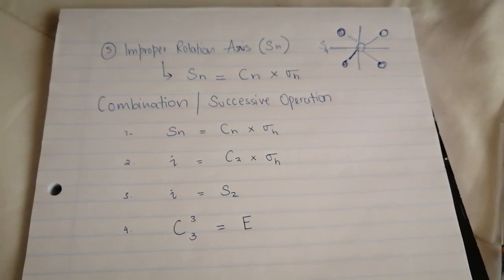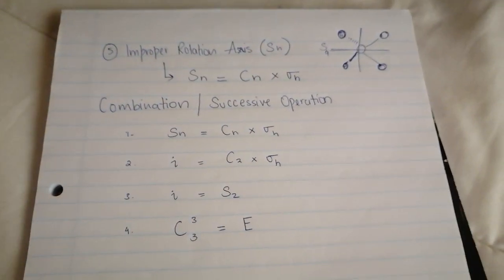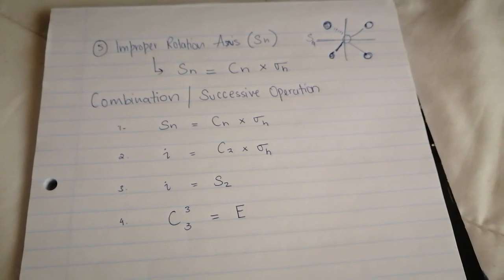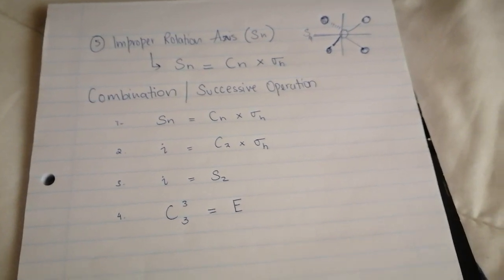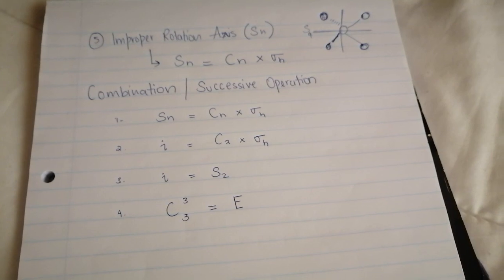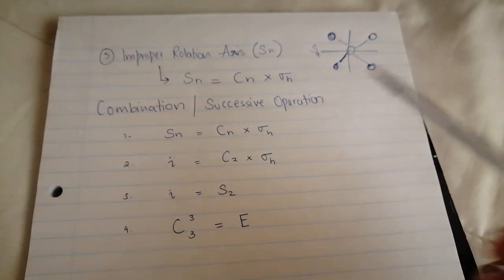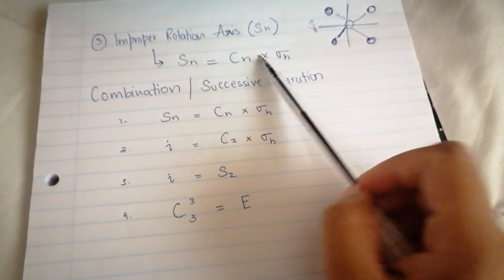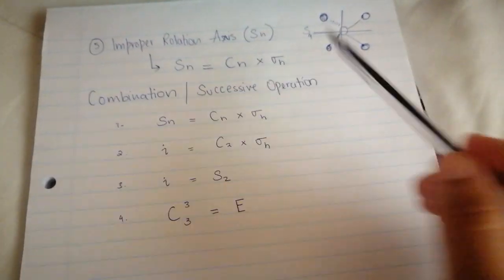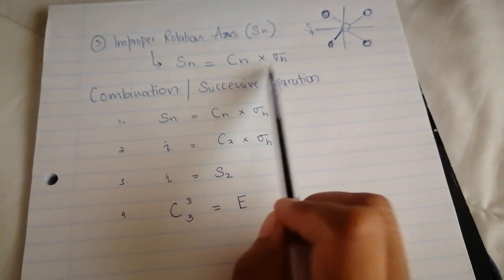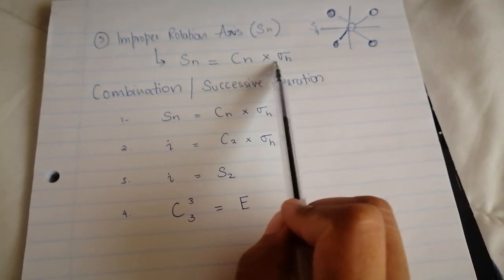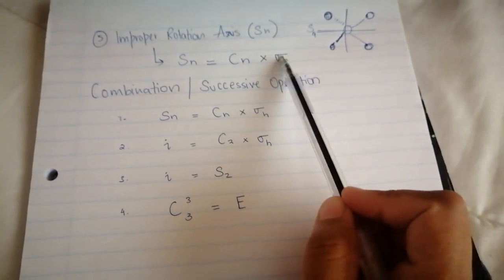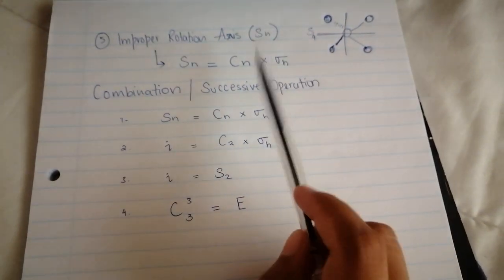Sometimes a new symmetry operation is formed by carrying out two or more simpler operations successively to result in an indistinguishable configuration. For example, the improper rotation axis above results from the rotation about an axis of rotation Cn, followed by the reflection about the plane perpendicular to the axis, which is given the sigma h symbol, horizontal reflection, right?